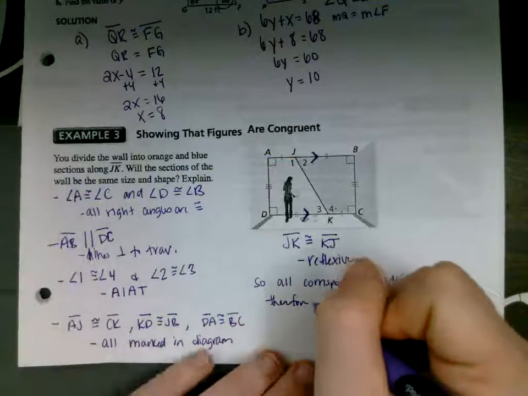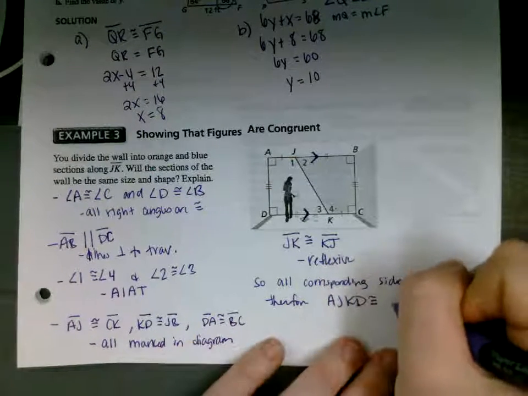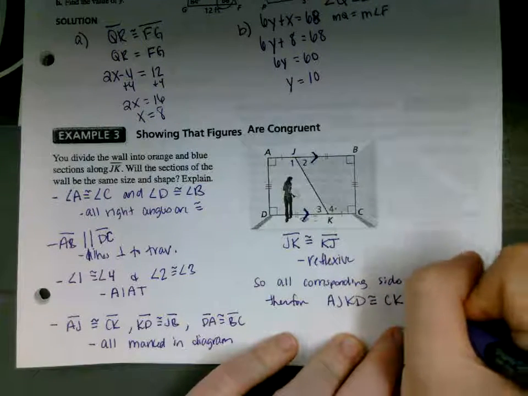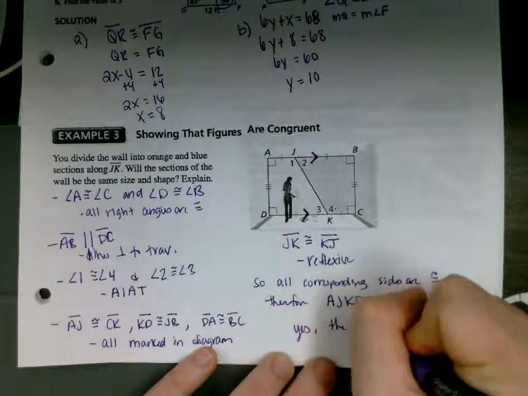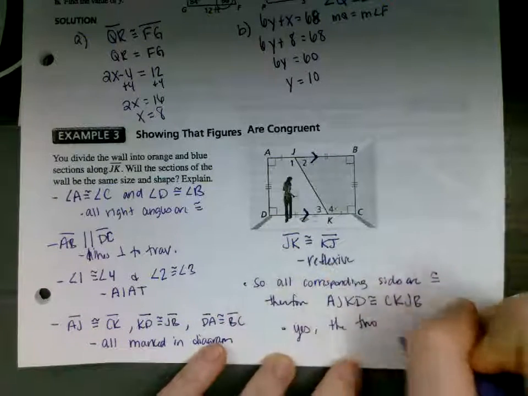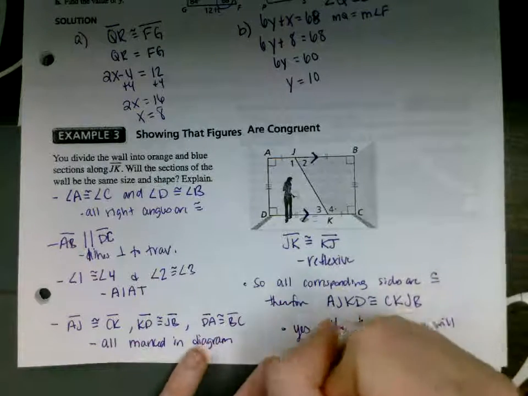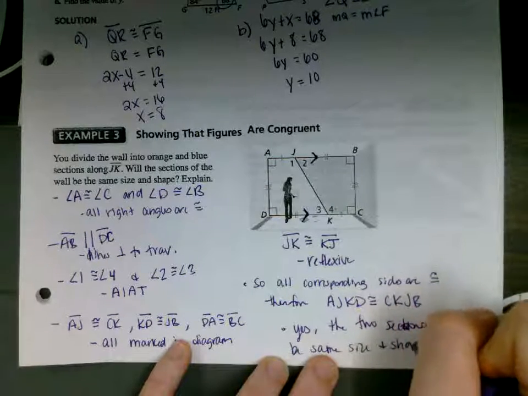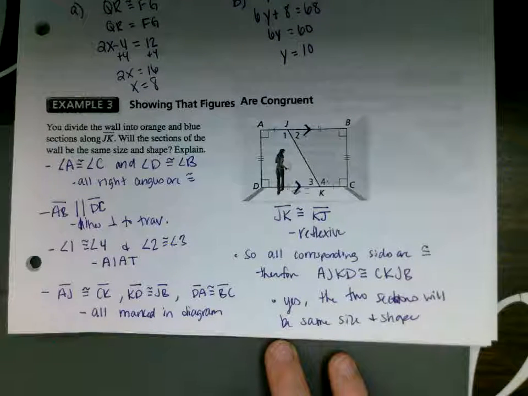Therefore, and we already had the angles over here, therefore AJKD, make sure you're following the same order, is congruent to CKJB. And yes, the two sections will be the same size and shape. Okay? All right, you can go ahead and turn the page.